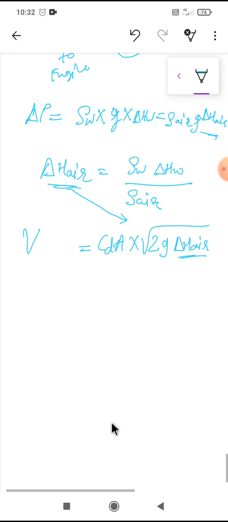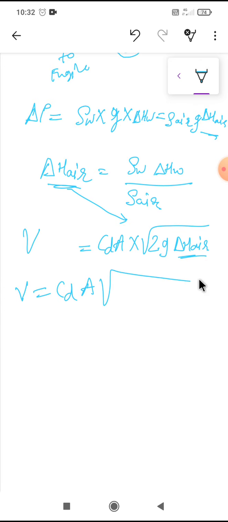So what we'll get, the volumetric flow rate of air: V will be equal to CD A into under root of 2g into rho W delta HW upon rho of air. So this is inside the root. So this is the volumetric flow rate of air.